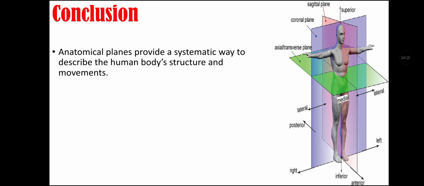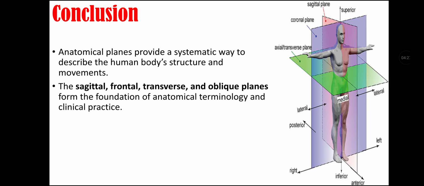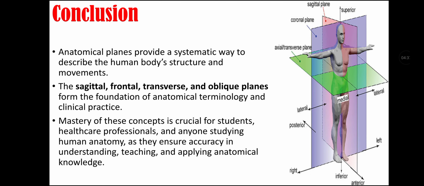Conclusion of this lecture video. Anatomical planes provide a systematic way to describe the human body structure and movements. Sagittal plane, frontal plane, transverse plane, and oblique plane form the foundation of anatomical terminology and clinical practice. Mastery of these concepts is crucial for students, healthcare professionals, and anyone studying human anatomy, as they ensure accuracy in understanding, teaching, and applying anatomical knowledge.